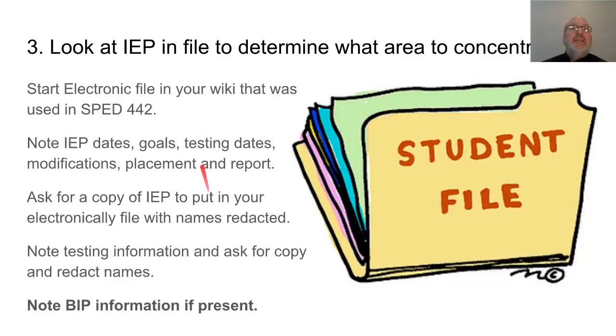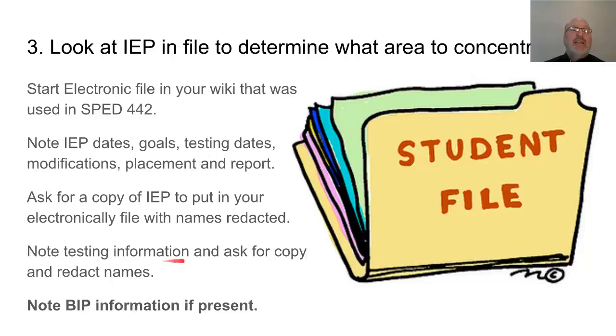3, you look at the IEP in the file to determine what area to concentrate. And this may be new to you to see the file, so you'll need permission to look in the file. And then you'll start an electronic file in your wiki that was used for this 442. And then in that, under number 3, you'll report this, like IEP dates, goals, testing dates, modifications, and of course you'll redact their name and stuff. We don't need identifying stuff. And maybe even a copy of the IEP that you can put in there, but again, electronically with names redacted. That would be great, but mostly this.